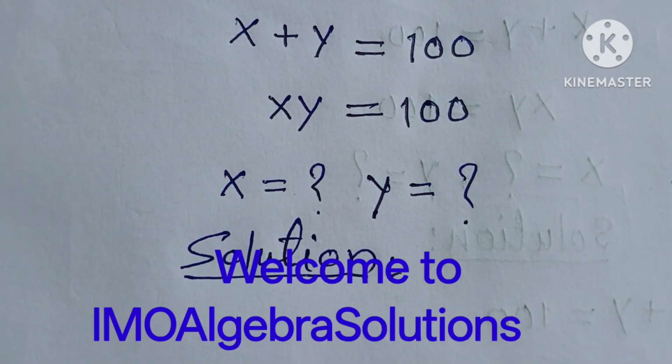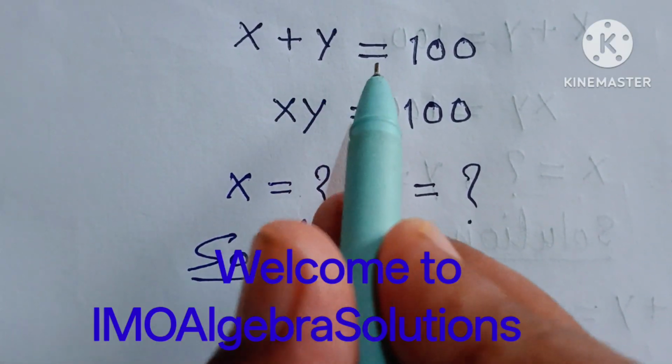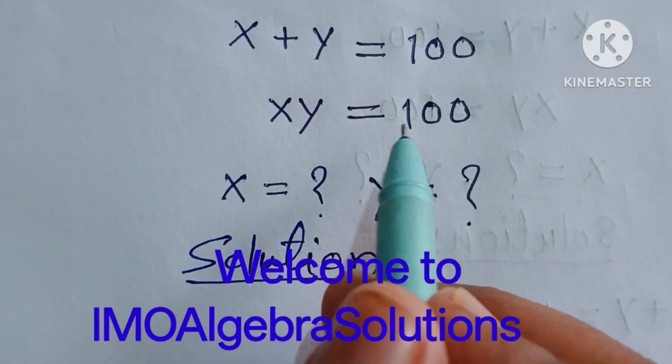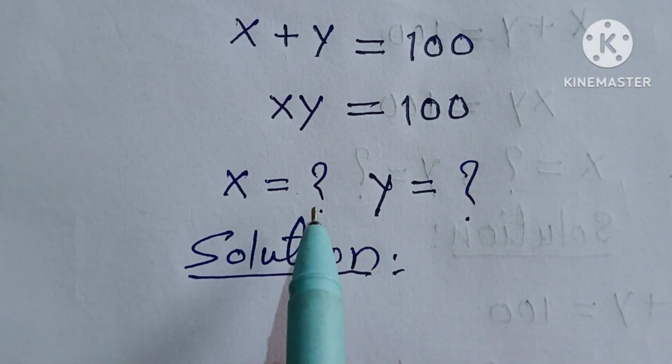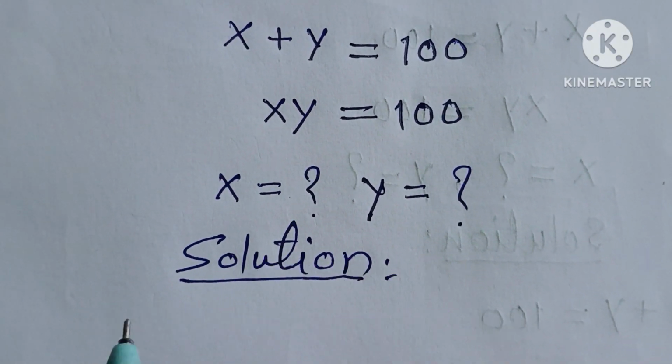I am Algebra Solution. We have to see this algebra problem. x plus y is equal to 100, x into y is equal to 100. We have to find the values of x and y. So let's start the solution.